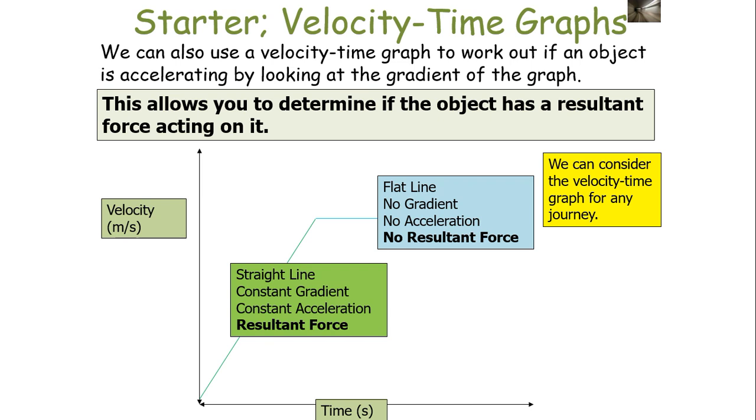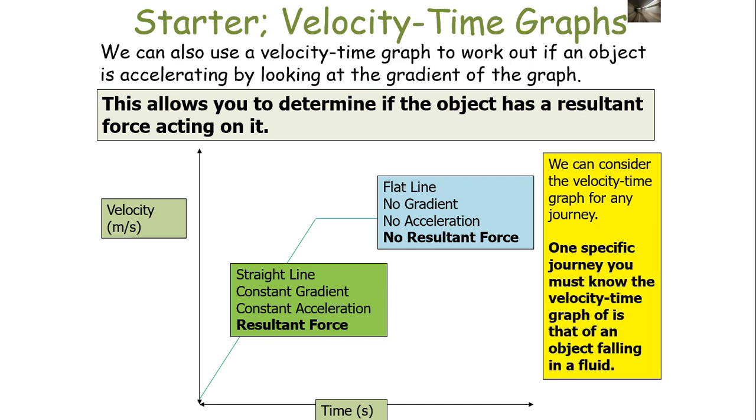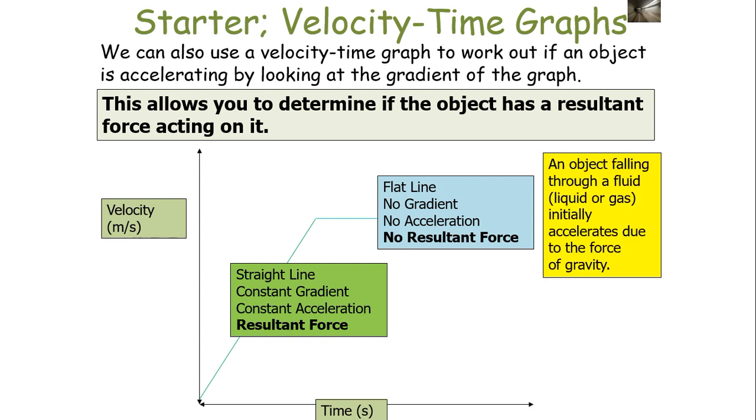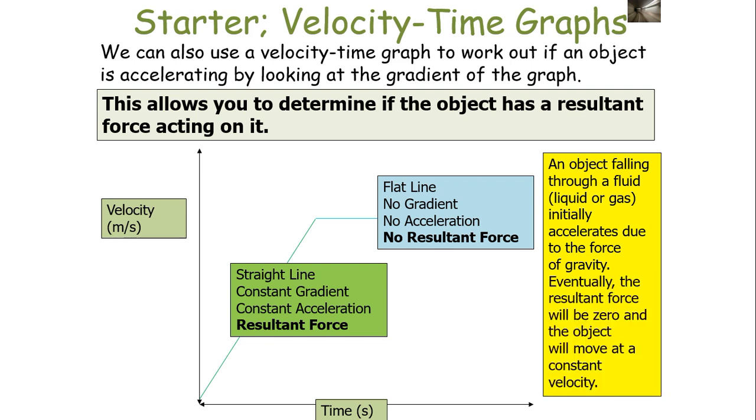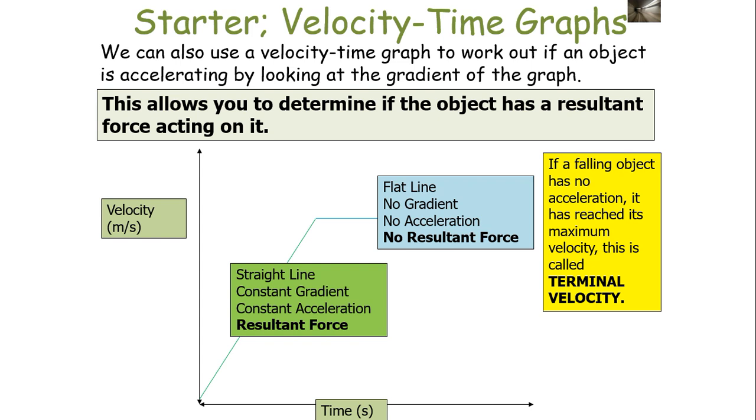Now we have to consider a velocity time graph for any journey, but there's one type of journey which is really common in examination style questions, and that's a velocity time graph of an object falling in a fluid. So an object falling through a fluid, which is a liquid or a gas, initially accelerates due to the force of gravity. Eventually though, the resultant force will be zero and the object will move at a constant velocity, which we term the terminal velocity.